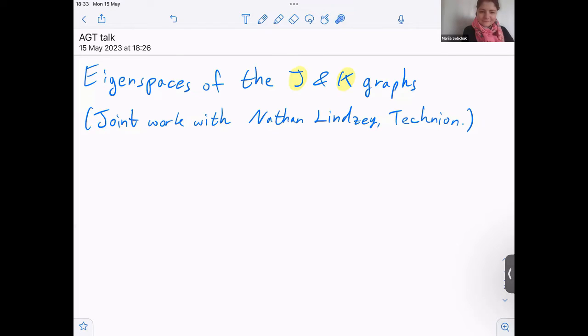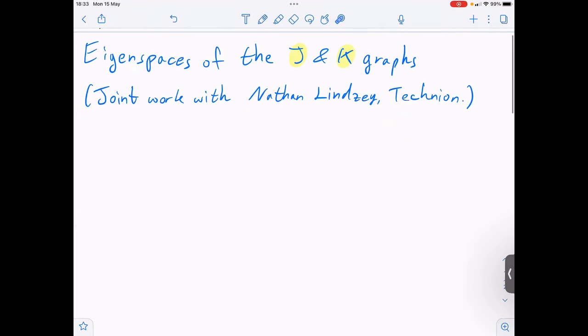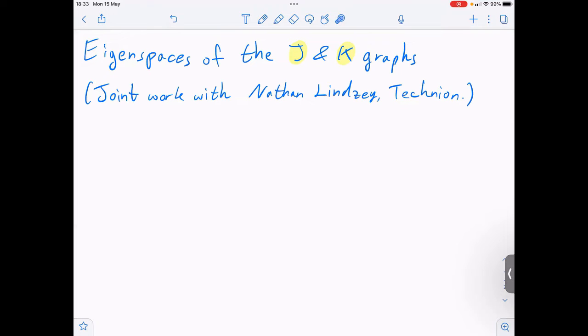Great. Okay, so this is based on joint work with Nathan Lindzey, who is now at the Technion. So I'll start with a quick introduction. I'm sure we all know what the Johnson and Kneser graphs are, but we'll go over the definitions again anyway. And then we're going to discuss what the eigenspaces of these graphs look like, culminating in an explicit description of an orthogonal set of eigenvectors for these graphs. Okay. So we start with an introduction.